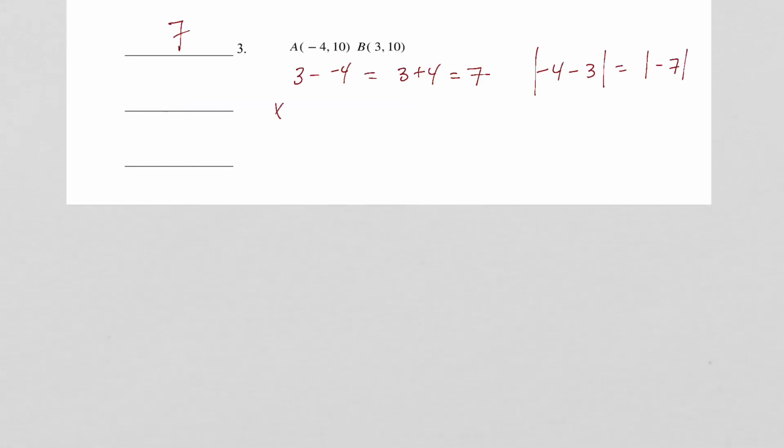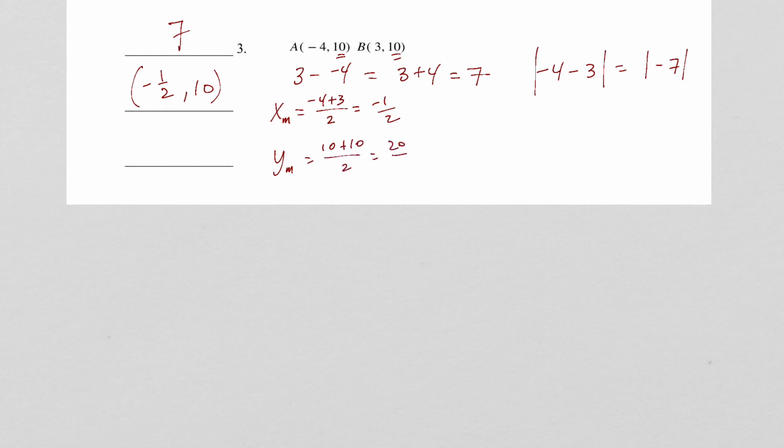For the midpoint, the x value of the midpoint is the sum of the x's, so the x value is negative 1/2, and the y value I know is going to be 10 because they're the same. But you can do this if you want. It's 10 plus 10 over 2, but I knew that was going to be 10 because they were the same.